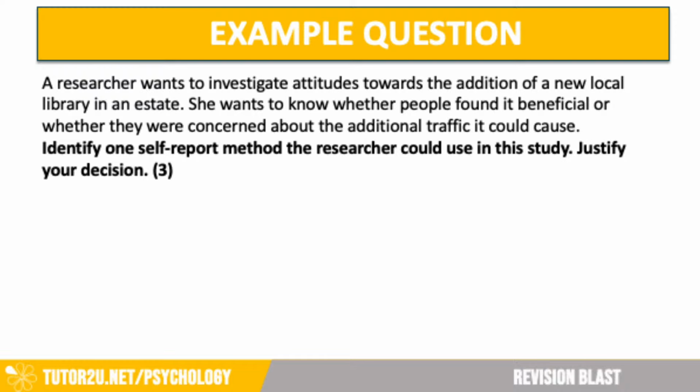So we've got a researcher who wants to investigate attitudes towards the addition of a new local library in an estate. She wants to know whether people found it beneficial or whether they were concerned about the additional traffic it could cause. Identify one self-report method the researcher could use in this study and then next you've got to justify your decision. So it's not enough just to identify the self-report method.